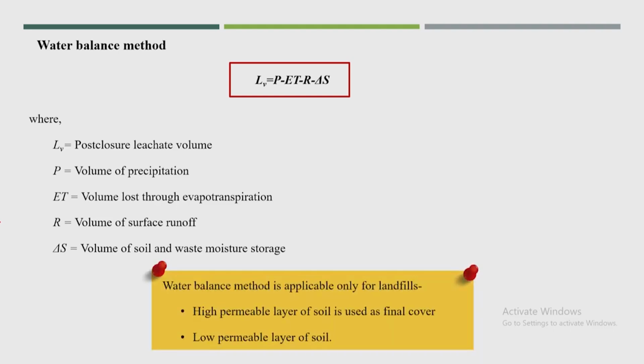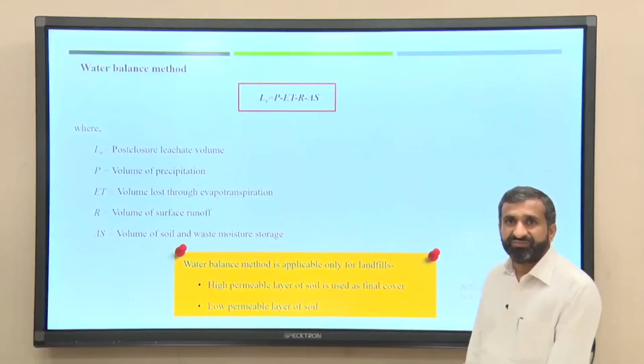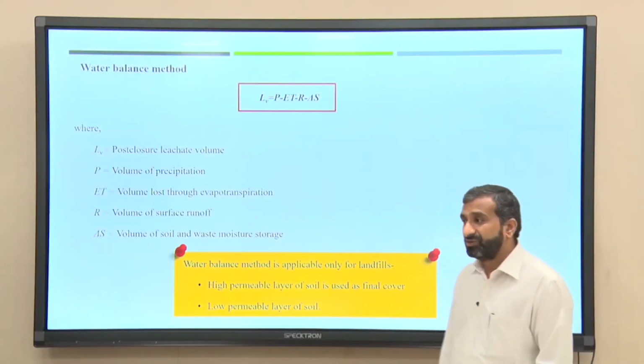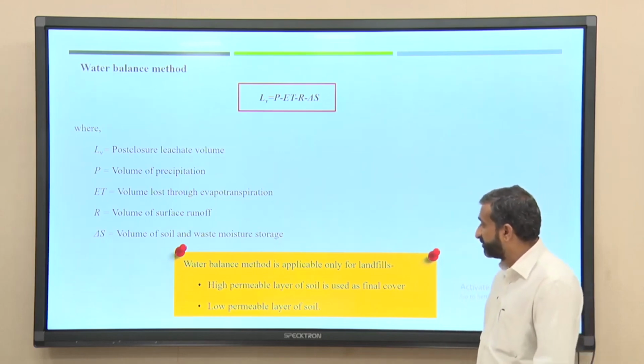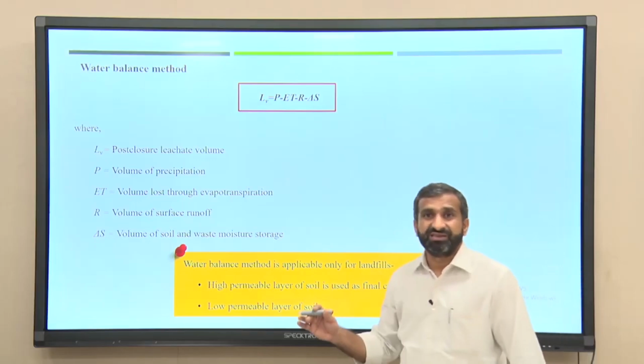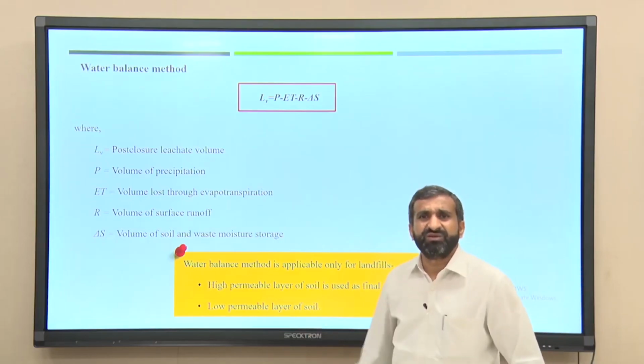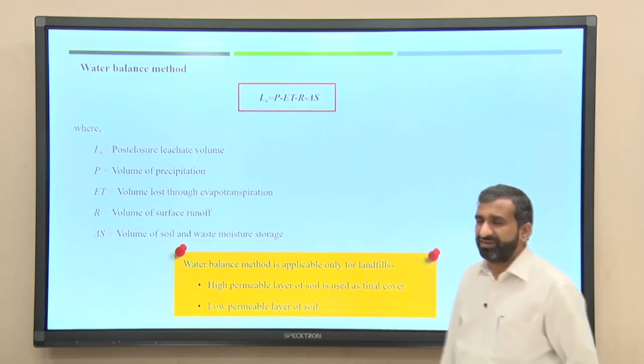So, the water balance method is applicable only for landfills where a high permeable layer of soil is used in the final cover and a low permeable layer of soil in the ground. These are the two considerations for this method. So, the rainwater will enter into the waste material. And suppose low permeable soil has been added as a final cover, then a very small quantity of rainwater will enter into the landfill area.